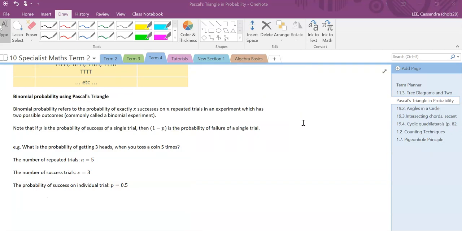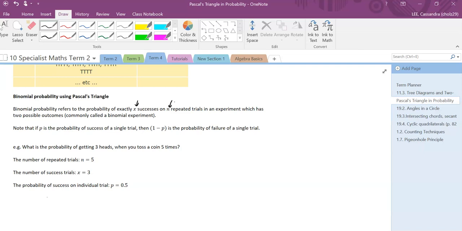So binomial probability, as we've kind of alluded to before, is when we have 2 possible outcomes. It's right there in the name, binomial. So let's say that we are looking for exactly x number of successes. So here we're going to define x as our number of successes, and n is our total number of trials. Say for example, we were looking at the probability of getting 3 heads when we toss a coin 5 times. In this case, n is equal to 5 and x is equal to 3.